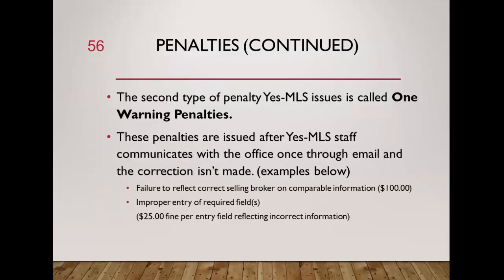We also have something called a one warning penalty. These are issued after MLS staff communicates with the office, once through email and then a second time through a phone call. If the correction is not made, then a penalty would be issued. An example of that would be failure to reflect the correct selling broker or an improper entry of fields. So if you receive a warning from us and then we follow up with a phone call, please handle those in a timely manner to avoid any penalties.